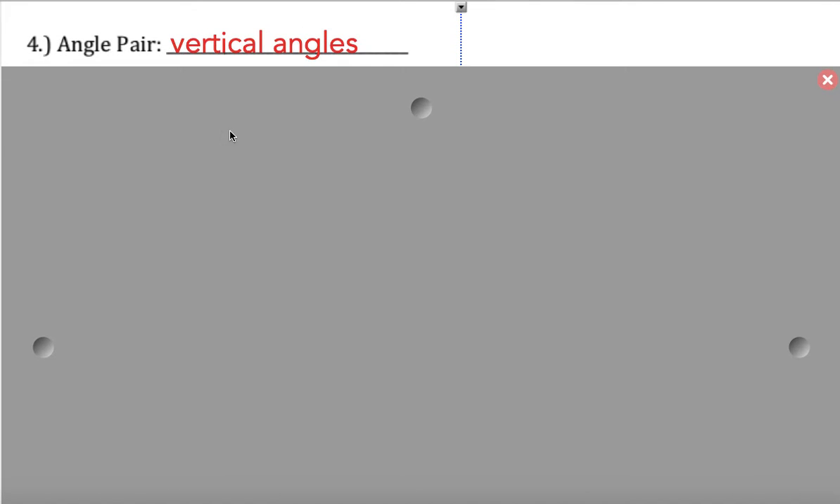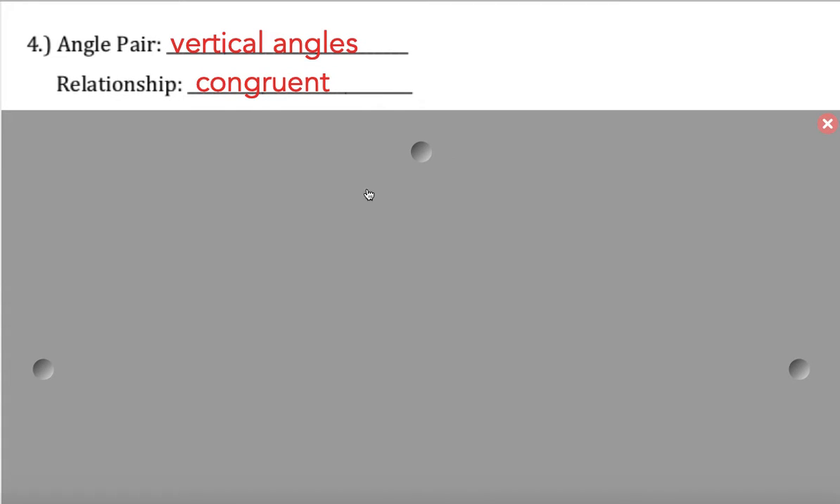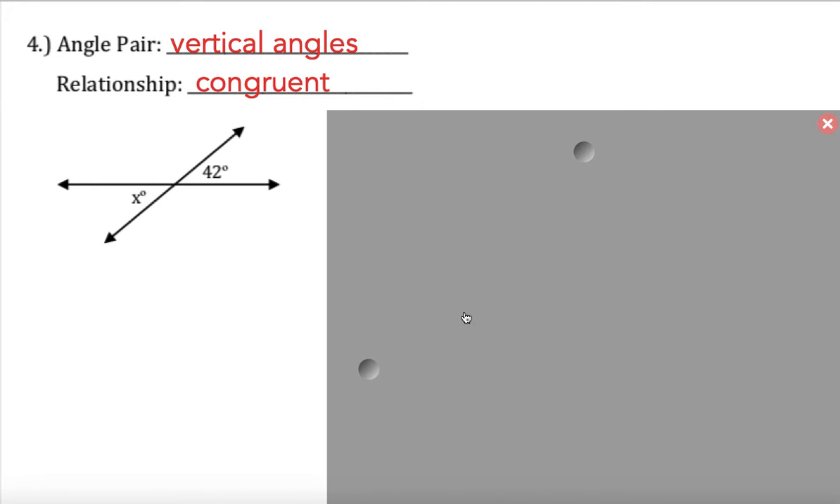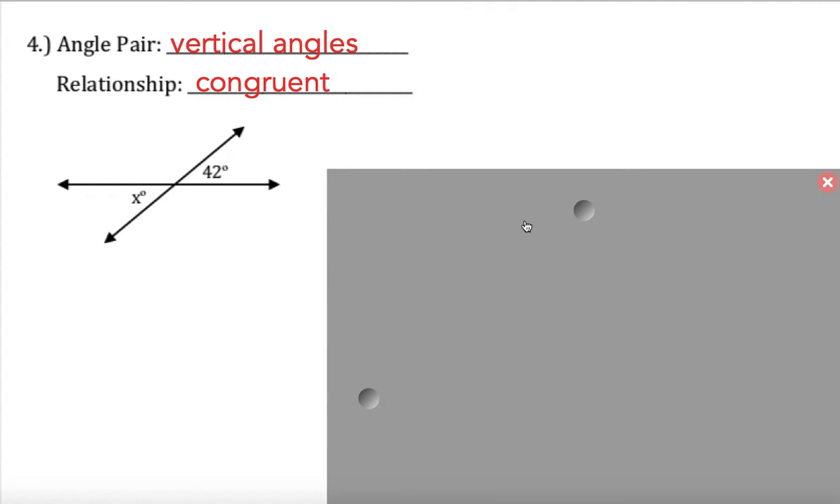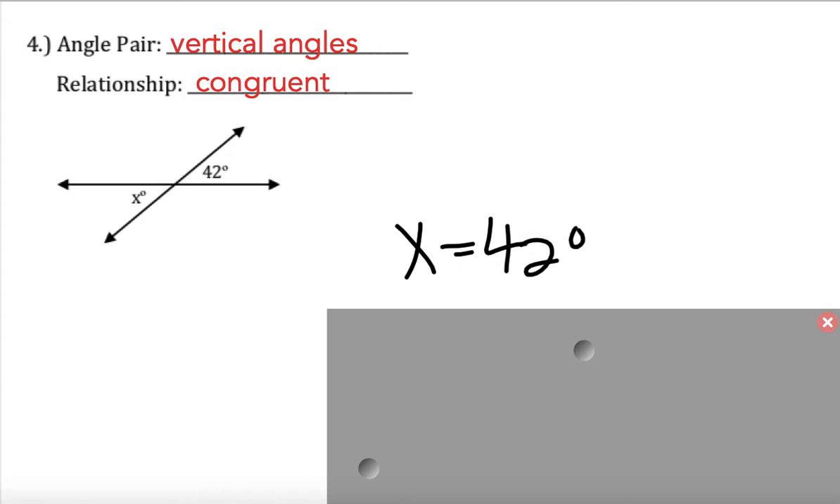All right, so on example 4, we ended up having vertical angles that were congruent, and this one was very straightforward. There was no solving to do. We were just going to say x equals 42. Sometimes it's that simple.